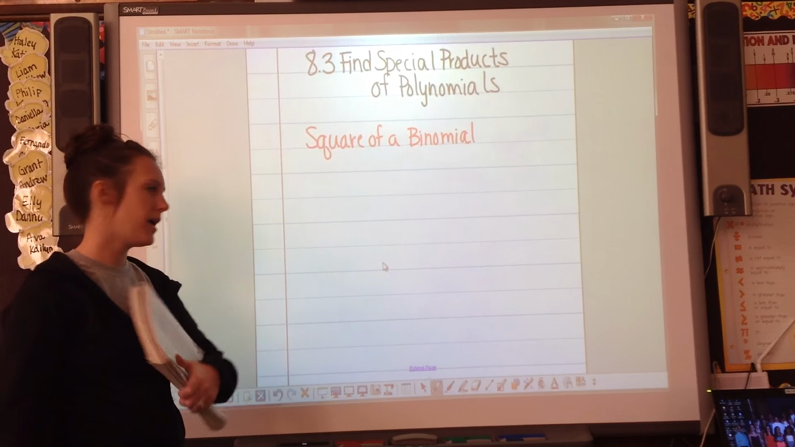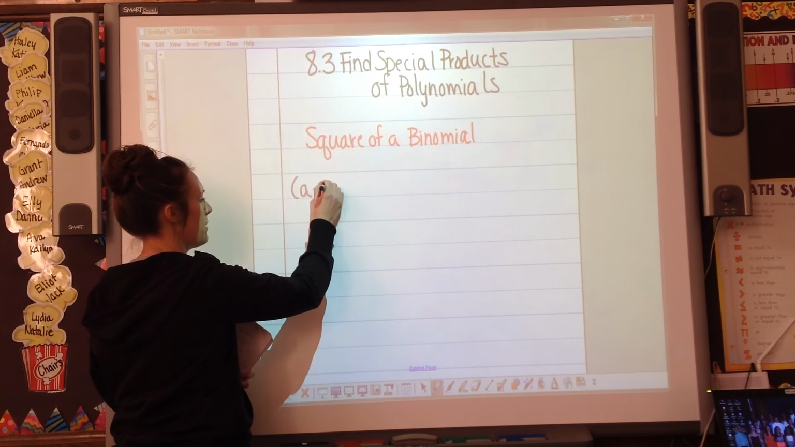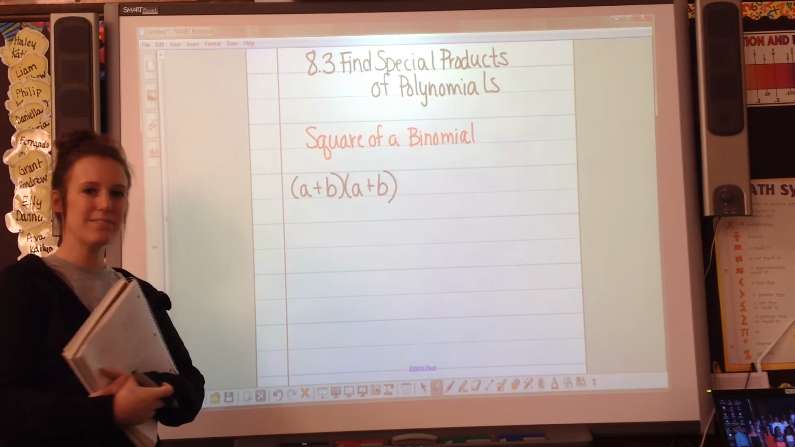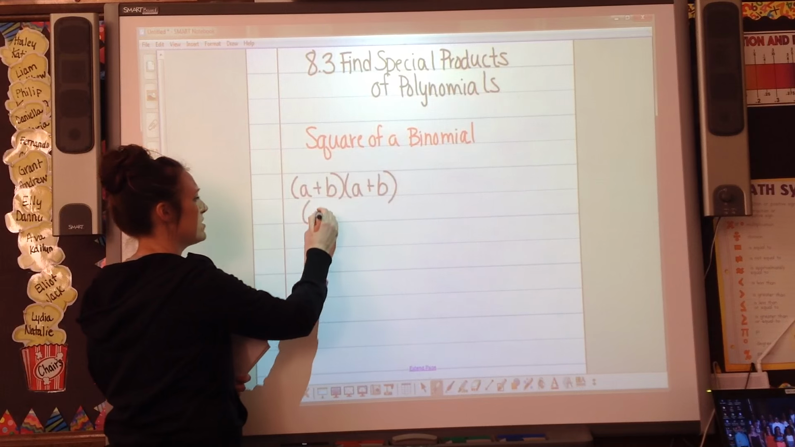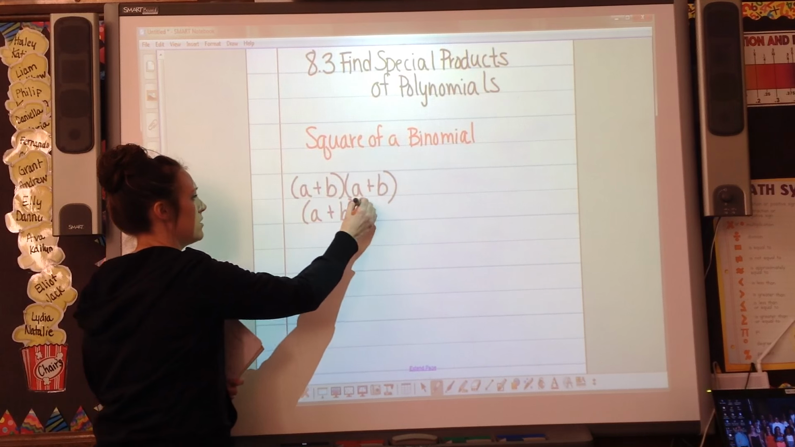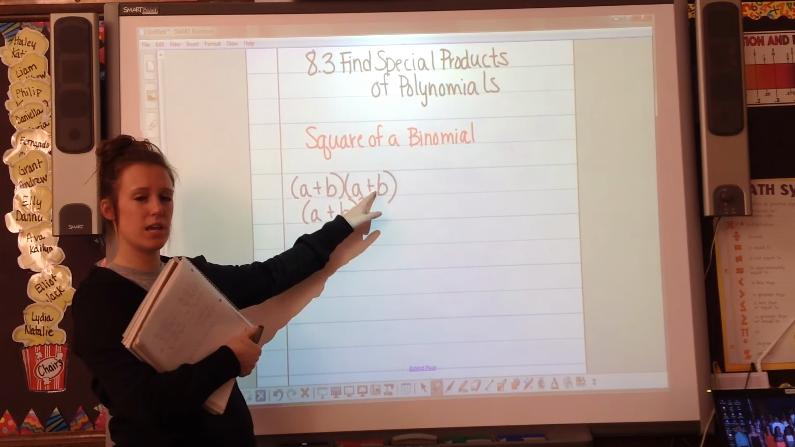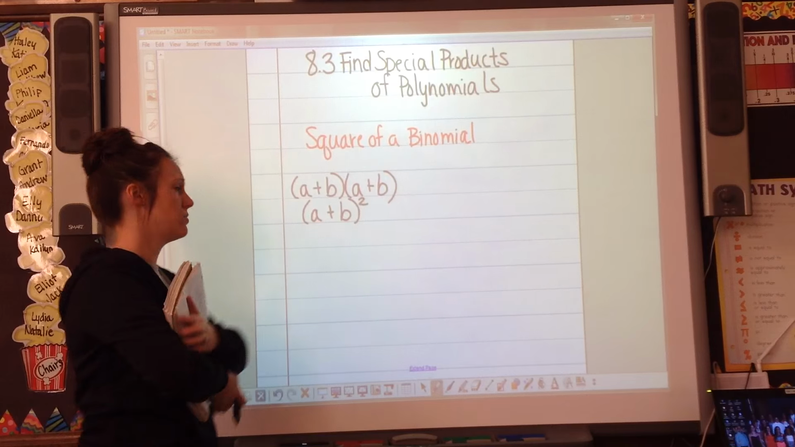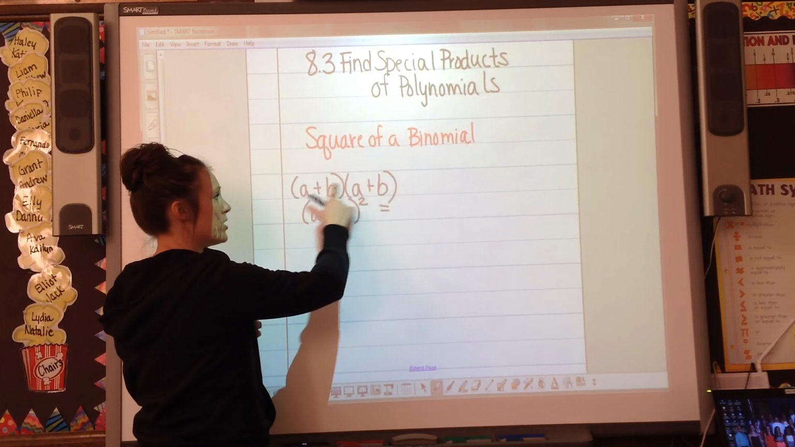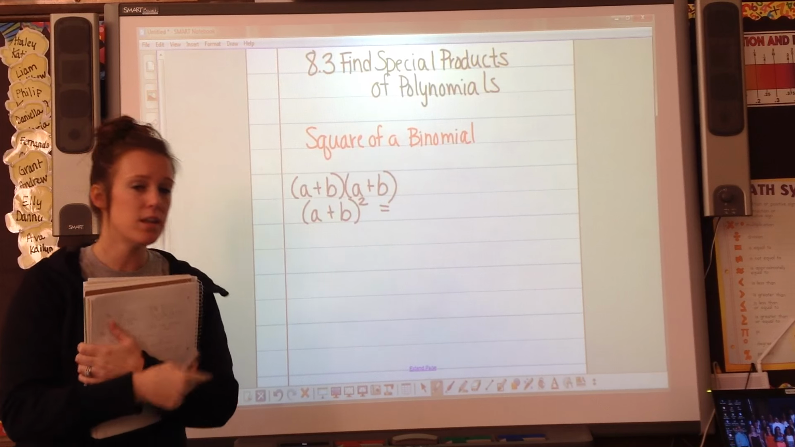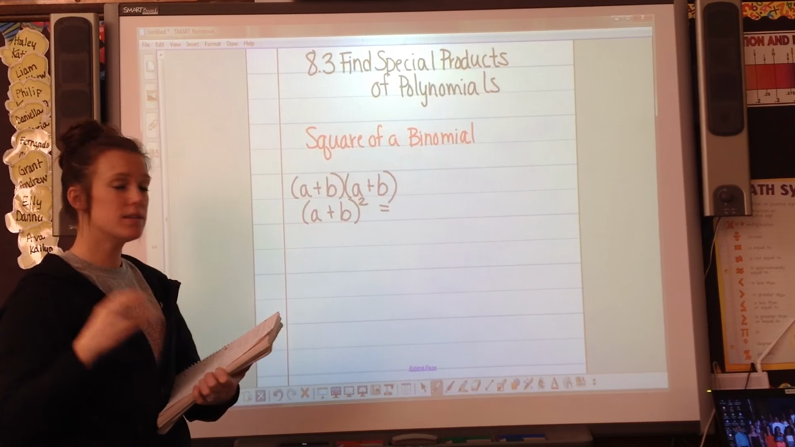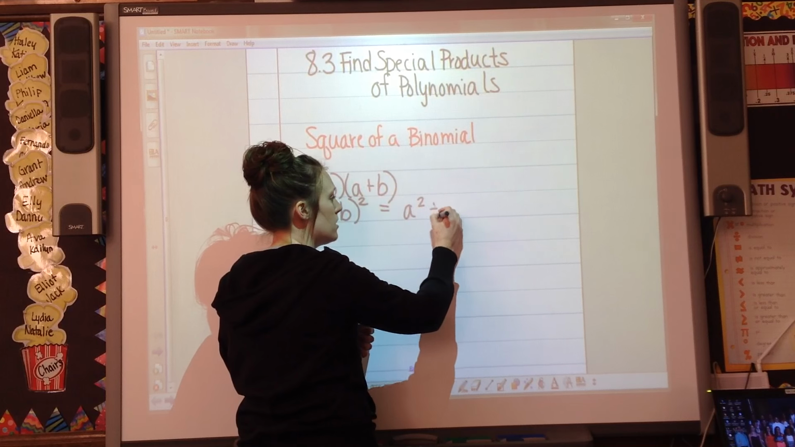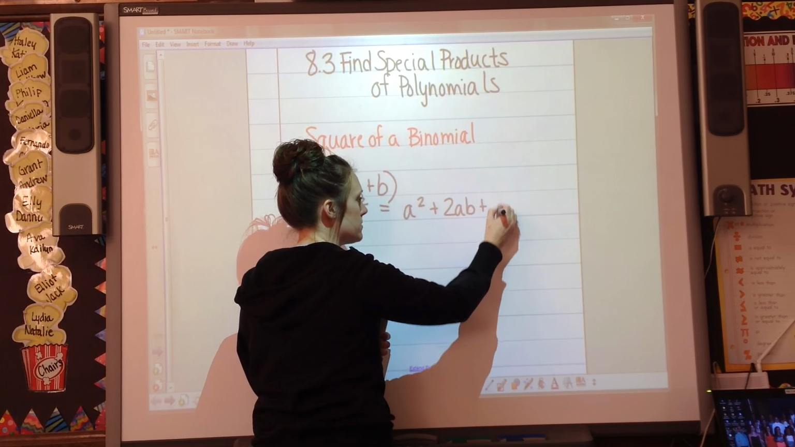So let's say you have the quantity a plus b and the quantity a plus b. They're not going to give that to you like that. Instead, they're going to give you this problem like this: a plus b times the quantity a plus b is the same as a plus b squared. This is how it's going to look when they give it to you. There's a shortcut. Instead of unfolding it to look like this and using the FOIL method to multiply, you can just see or just memorize that your answer is going to be a squared plus 2ab plus b squared.